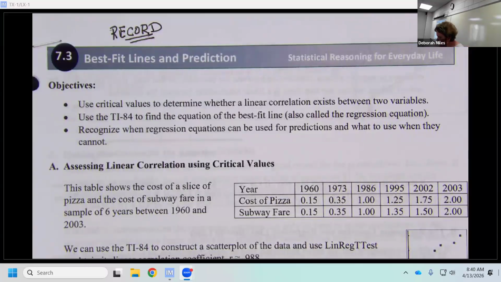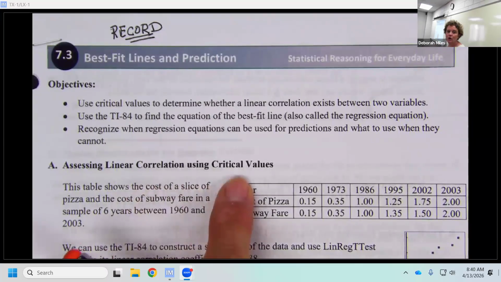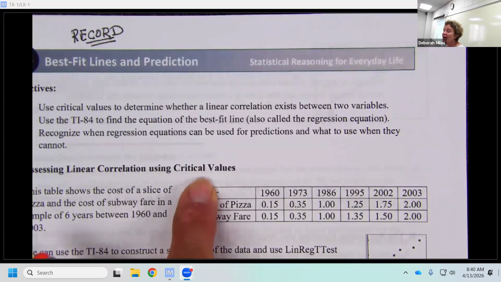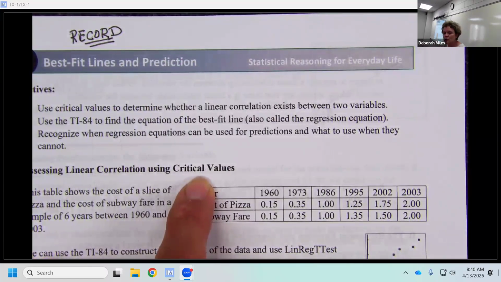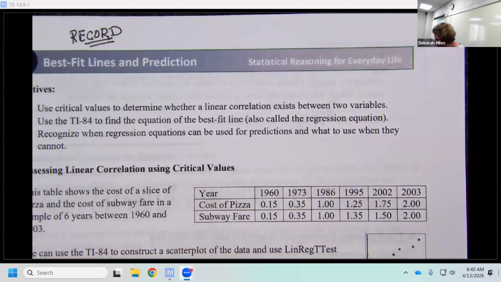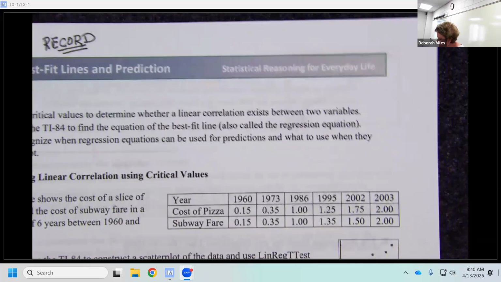So, assessing linear correlation using critical values. Last week we said, how do you know when R is close enough? Is R equals 0.7 good enough to make a prediction? We've got to have some way to quantify what's good enough to say, yes, we can use this equation to make predictions. So what we're going to use is a table of critical values. This table A5 we'll get to in just a minute.